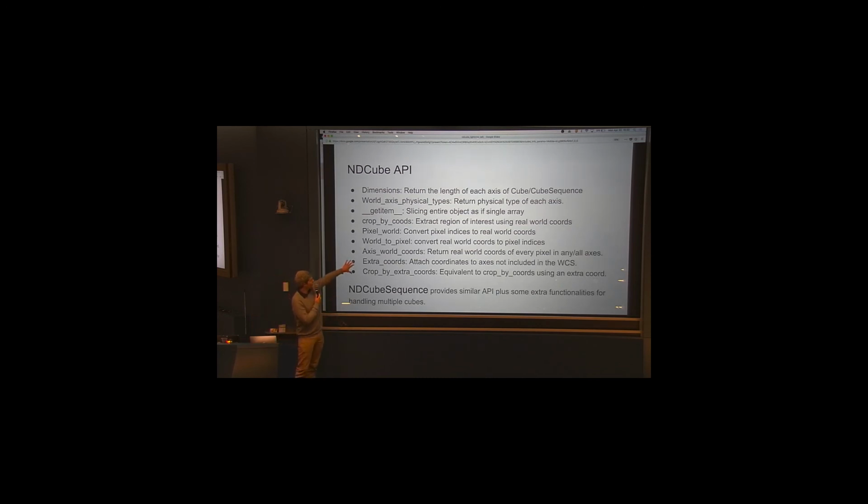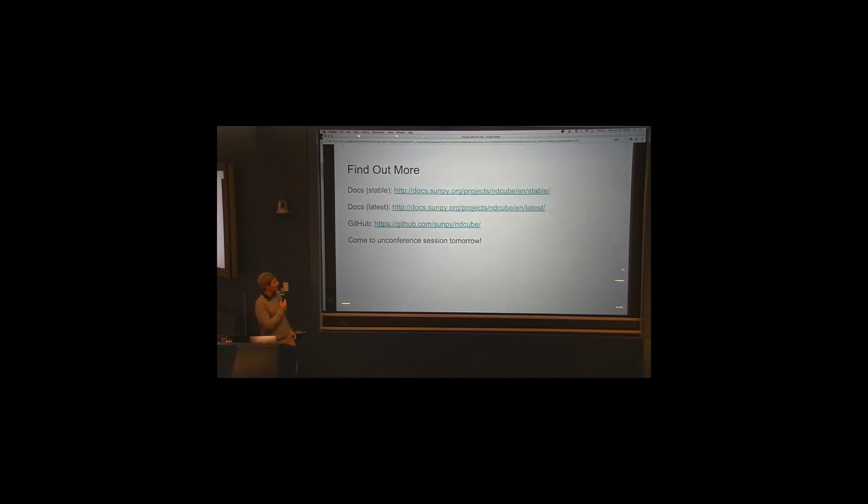Another thing I think can be very useful is you can attach extra coordinates that aren't included in your WCS set of transformations, and you can attach those to axes. So there's a huge amount of flexibility in here. And then since you've got extra coordinates, you might as well crop by extra coordinates as well. And then down here, I've just mentioned NDCubeSequence has a very similar API to NDCube, but it has some extra functionalities to help you deal with, instead of just one single data array, this whole sequence of data arrays. So I hear an alarm going off, which is great timing because this is the last slide.